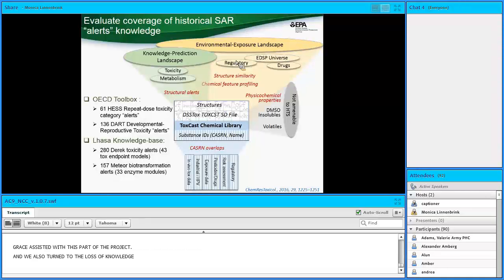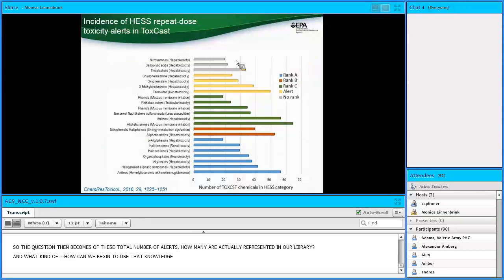We had a license through 2013 or 14, I can't remember. So at that time, we evaluated about half of the ToxCast library. So the question then becomes, of these total number of alerts, how many are actually represented in our library, and how can we begin to use that knowledge to dive into our chemical assay space?